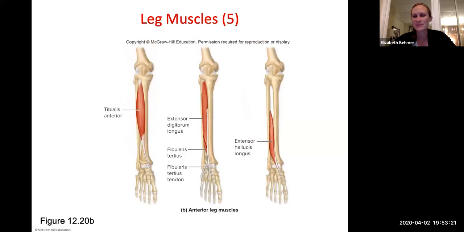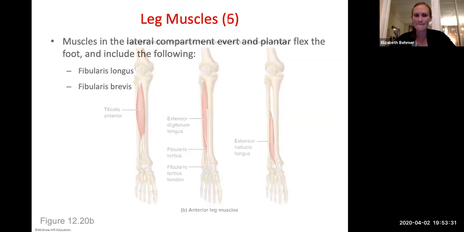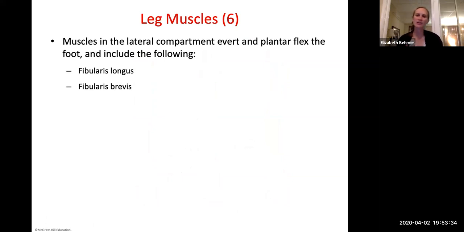Here's a look at these muscles kind of one at a time. Tibialis anterior, extensor digitorum longus, and extensor hallucis longus. Muscles in your lateral leg will evert the foot. So eversion is moving the foot out, and inversion is moving it back, and plantar flex the foot.